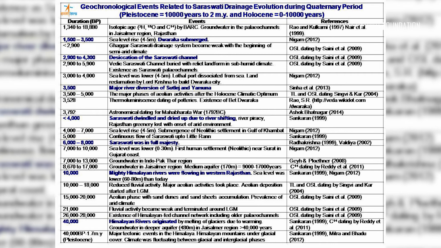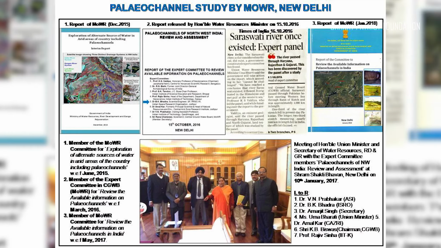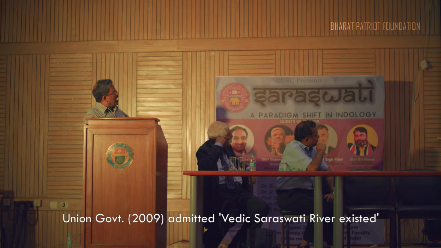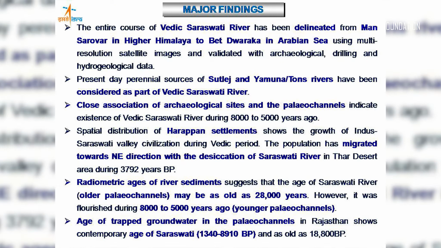What happened in 2,900 years? These two rivers bifurcated from the main river, and finally we get this particular map, which represents the course of the Saraswati present here. Therefore, the Saraswati River once existed, says the expert panel. In 2009, in a Rajya Sabha question, Professor Prakash Javadekar ji was asked, and the Union government advocated that scientists have discovered water channels indicating beyond doubt the existence of the Vedic Saraswati. This is the major finding. As I mentioned, this integrated map can run from Mansarovar to the Arabian Sea.